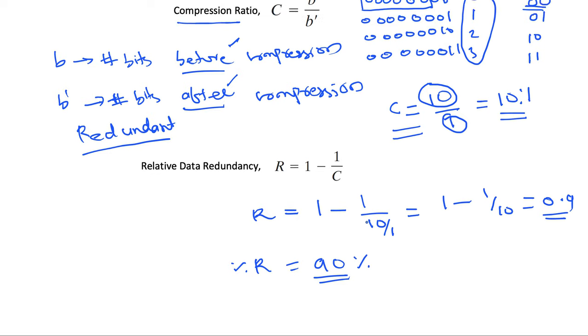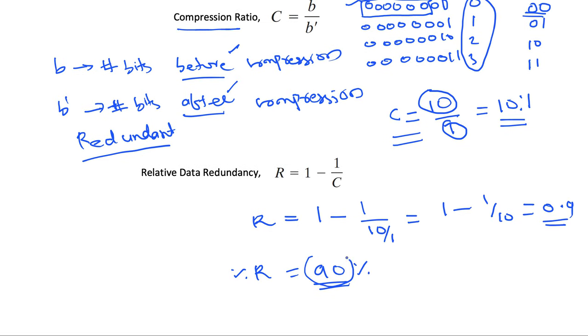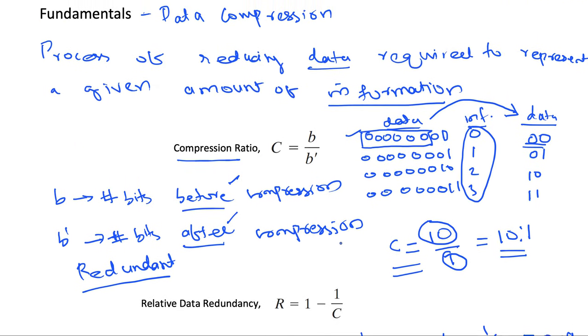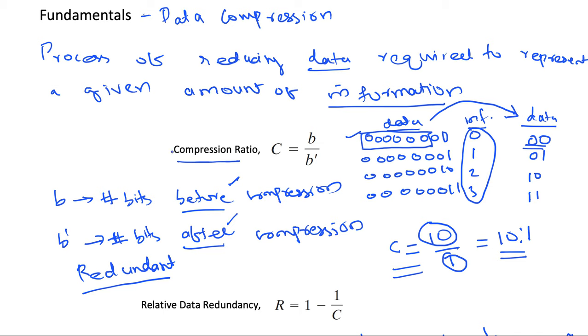That means before compression, 90% of the data was redundant, and after compression we can represent it using a single bit, where it was represented using 10 bits before compression. Which means that in the previous representation, 90% of the data was redundant, or actually unwanted. So these are the two major terms we need to discuss while discussing topics related to data compression.